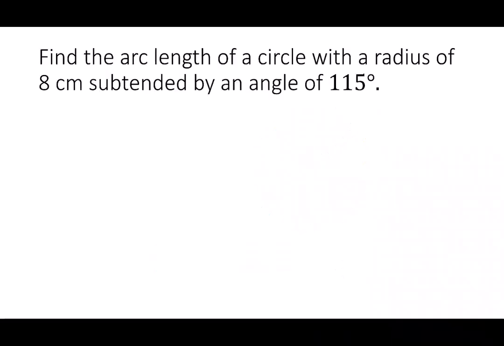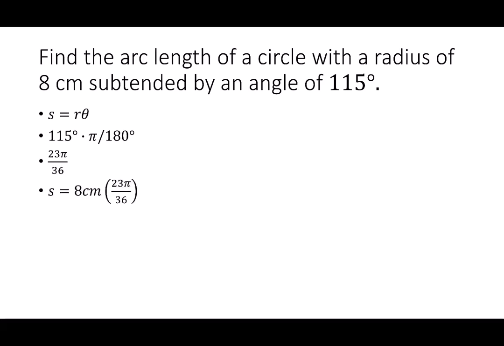Let's try an example. Let's find the arc length of a circle with a radius of 8 centimeters subtended by an angle of 115 degrees. Our formula is S is equal to r times theta. We need to change our 115 degrees over to radians. To change to radians, we're going to multiply 115 degrees by pi over 180. I'm going to leave this as 23 pi over 36. I like to use exact numbers as much as possible.